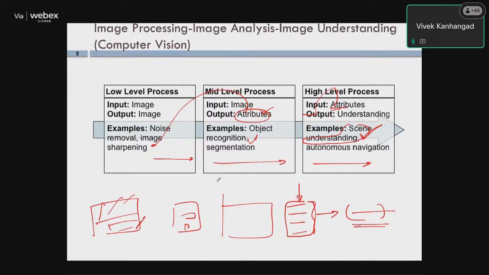Now given this, initially you may perform noise suppression, noise denoising, image sharpening, and then followed by recognizing or segmenting these regions. And based on that information, if at the final level, the highest level that you perform, you're able to identify that yes, this is an image of a beach, and there are few people, few trees, and then sand and a lot of water. So that understanding, if your system does that, then we say this is a computer vision system, right? Because we are trying to understand the scene there.